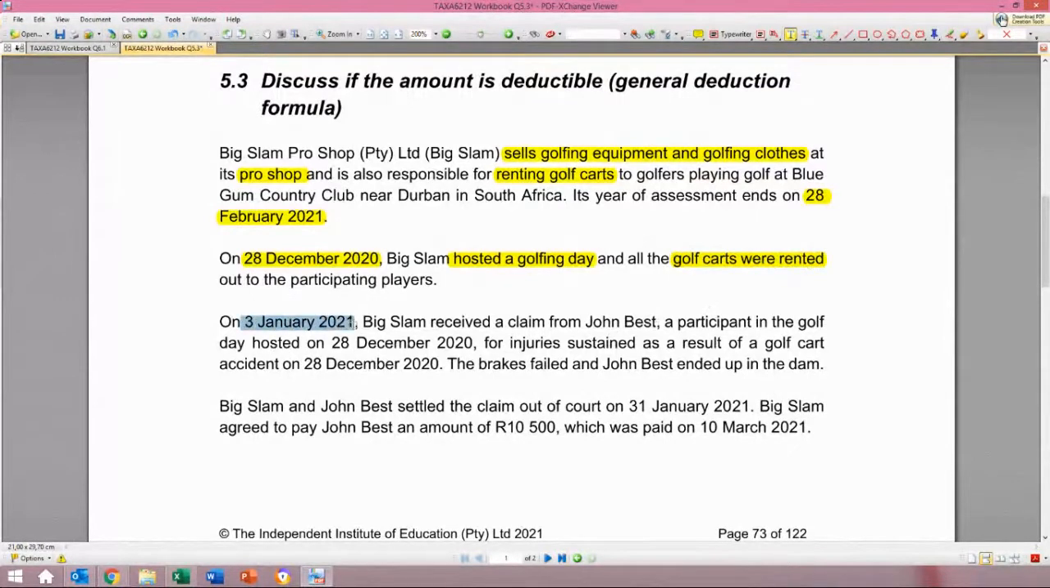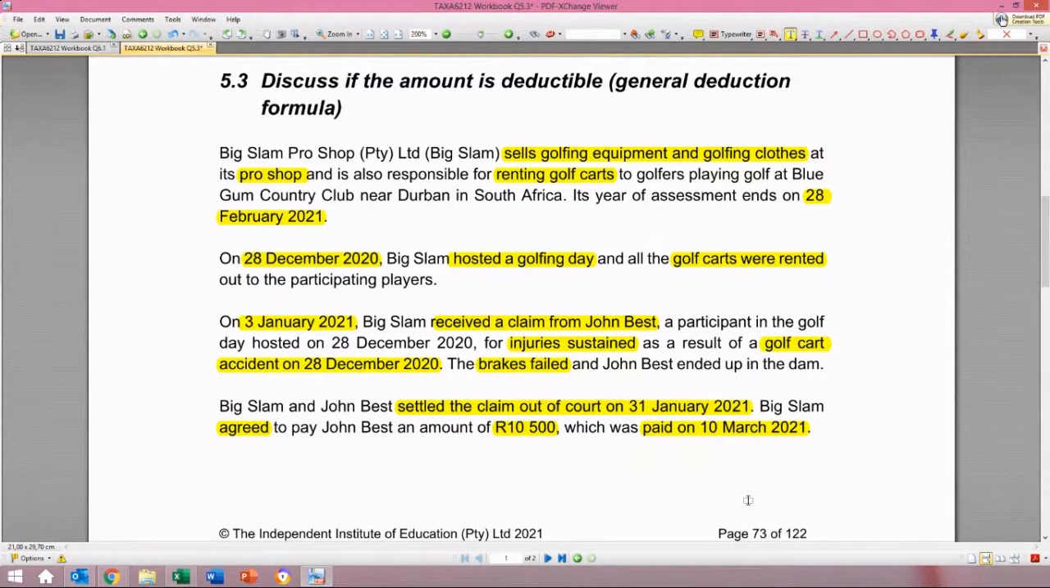On the 3rd of January 2021, they received a claim from John Best, who participated in this golf day and said he sustained injuries due to a golf cart accident on that day, because the brakes failed. Then they settled this outside of court on the 31st of January, and BigSlam would pay $10,500 as damages, which was agreed between the two parties, and the payment was made on the 10th of March.